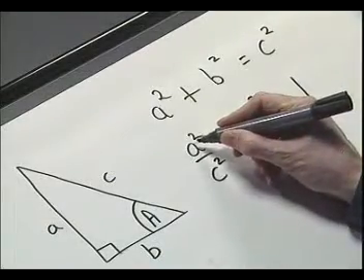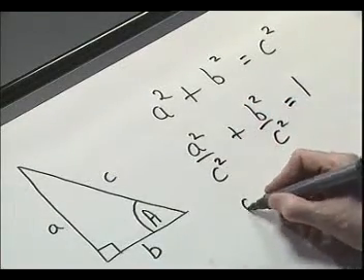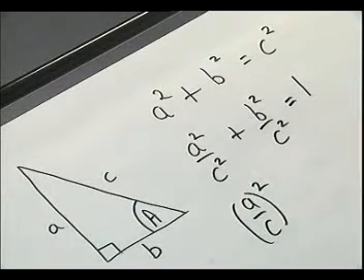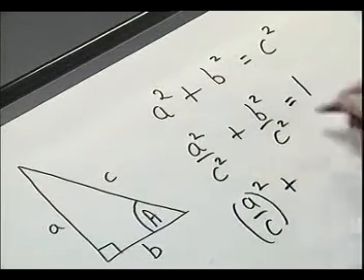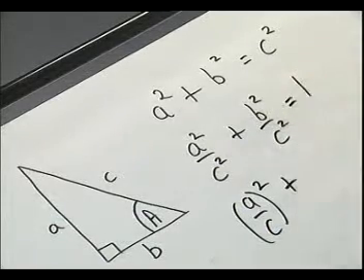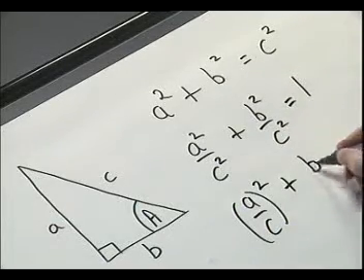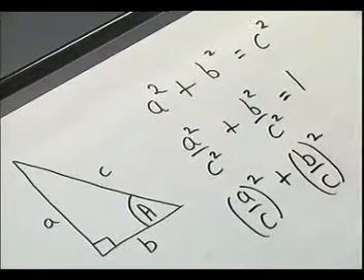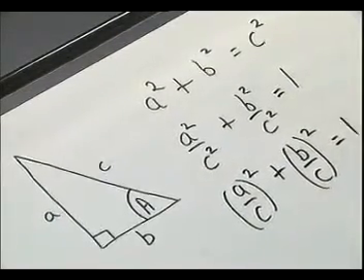Now we can rewrite A squared over C squared as A over C all squared. And we can do the same here with B squared over C squared. We can rewrite that as B over C all squared. And it's still equal to 1.